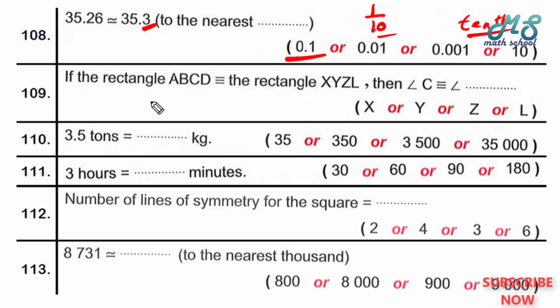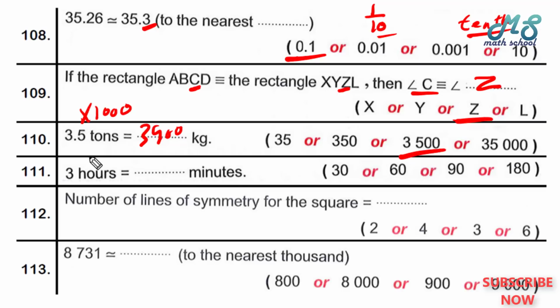If rectangle ABCD is congruent to rectangle XYZL, of course, repeated. He is asking about angle C. The corresponding of angle C is the third letter, so you choose the third letter here, so you say angle Z. So the answer will be angle Z. 3.5 tons equals how many kilograms? Repeated of course, 3500. Mental math, just multiply by 1000, so we get, Mr., 3500.